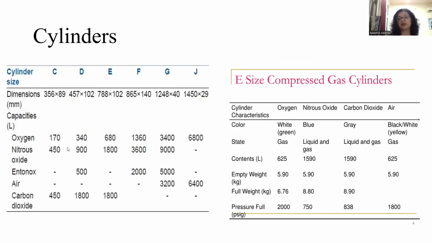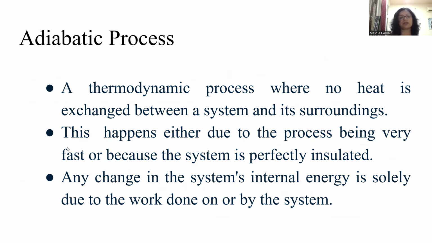This is basically a table showing the different cylinder sizes of oxygen and all the types of cylinders available. The main thing you have to remember here is that the most common cylinders used in OTs and wards are the E type, while G and J are the ones used in cylinder manifolds, and the volume is 680 liters, while F, then it increases in proportion only. Oxygen pressure 2000, nitrous 750, this I have already discussed.